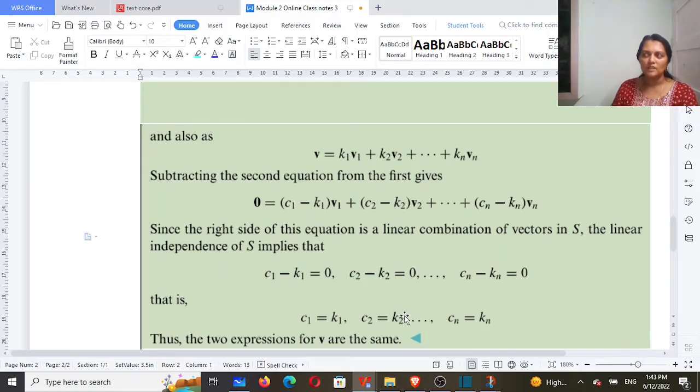So we are given that it spans, and we use both things. First we assume that it can be represented as a linear combination. Next, to prove the uniqueness, we assume one more way to express it, and we subtract one equation from the other. Then we get a new equation whose left side is 0, and we equate each coefficient of the vectors. So c1 minus k1 equal to 0, c2 minus k2 equal to 0, implies cn equal to kn. That means if there exists an expression, it is in a unique way.